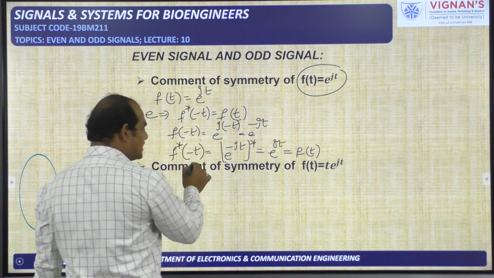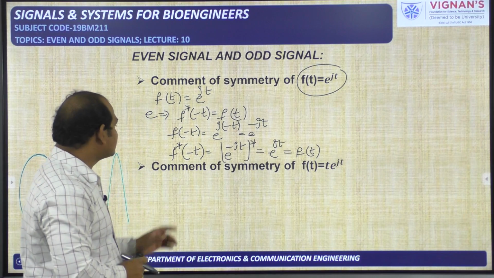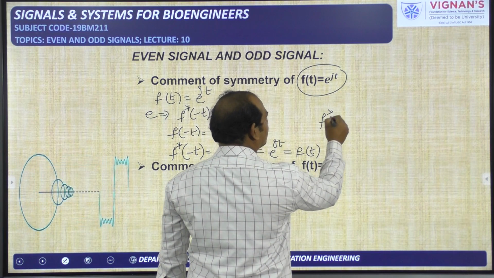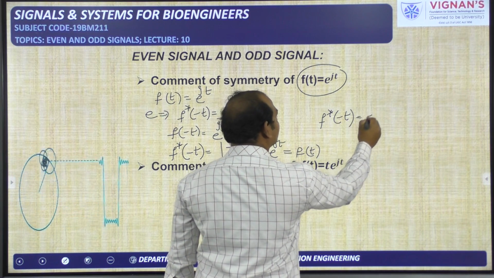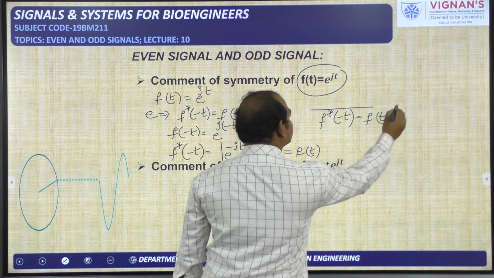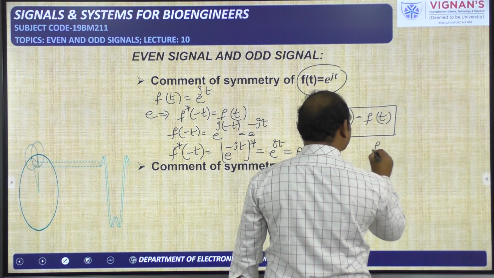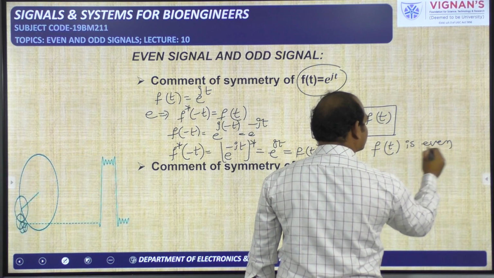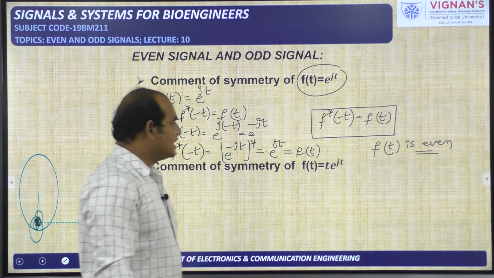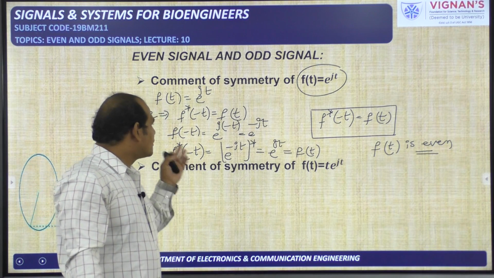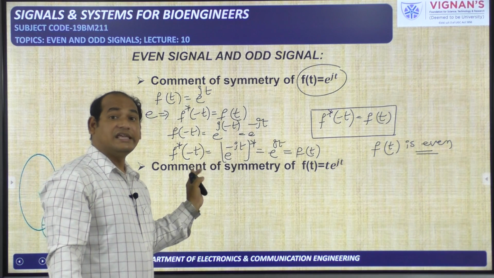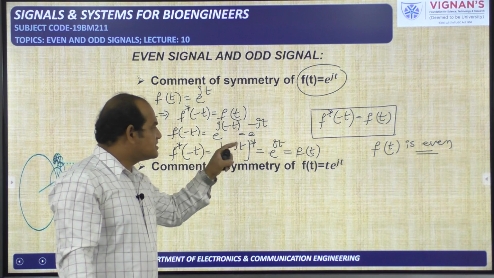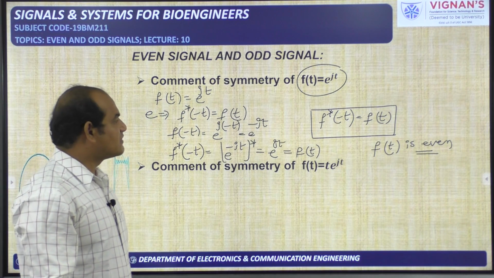Okay, now the even symmetry condition has been satisfied, that is f star of minus t is equal to f of t. F star of minus t is equal to f of t. Then we can say f of t is even. It is a complex signal. We have checked the complex signal even symmetry condition, and it has been proved that f star of minus t is equal to f of t. So the given signal f of t is even.